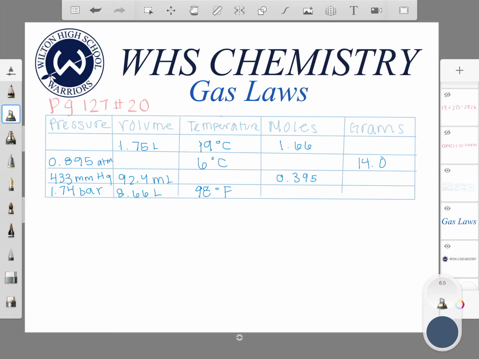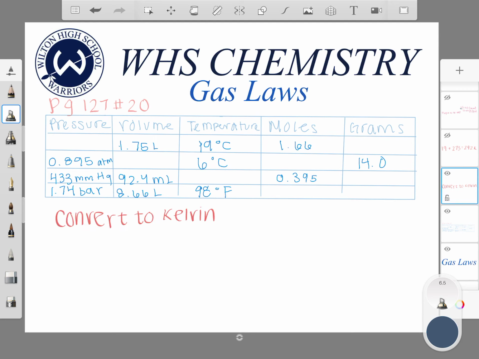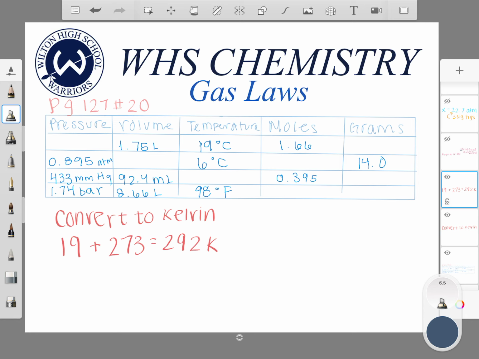Okay, so this is problem 20 on page 127. The first thing we're going to do is convert to Kelvin, because in this first row you can see that the temperature is in Celsius, and we need that to be in Kelvin to use PV equals nRT. So right here, we're going to convert to Kelvin, so that's 19 plus 273 equals 292 Kelvin.